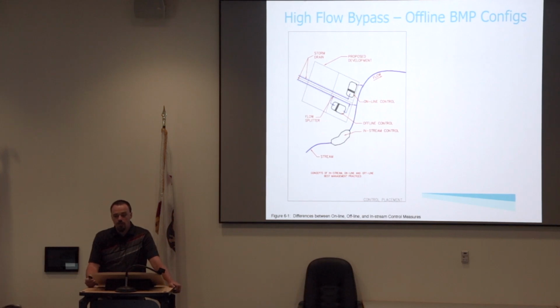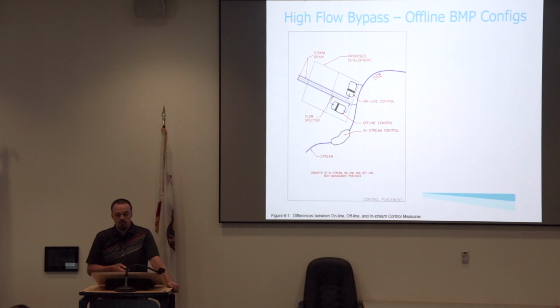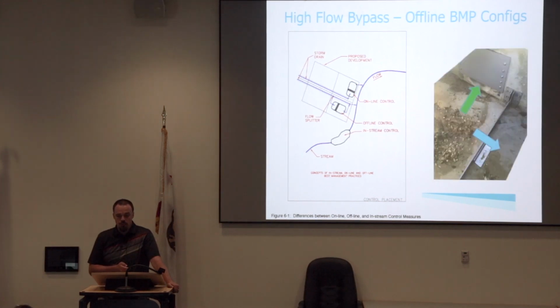And yes, you can. But it's generally recommended to do an offline configuration, which is utilizing, like, a flow splitter so that your low flows go to your BMP and your high flows bypass. So these are just those different configurations in there. This is an example of one that we constructed out at that Happy Valley bioswale as well.